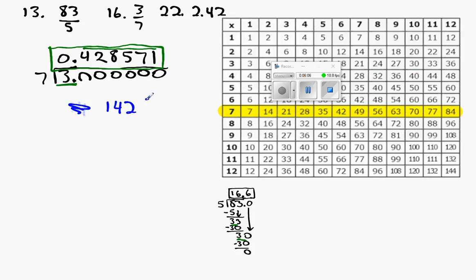142,857 is the same six numbers in the same order, just starting in a different place. You see that? So this one went 1 at the end, and then it started back up at 42857. And this one is 142,857. All of your sevens have the same six numbers in the same order. They just start at a different place.